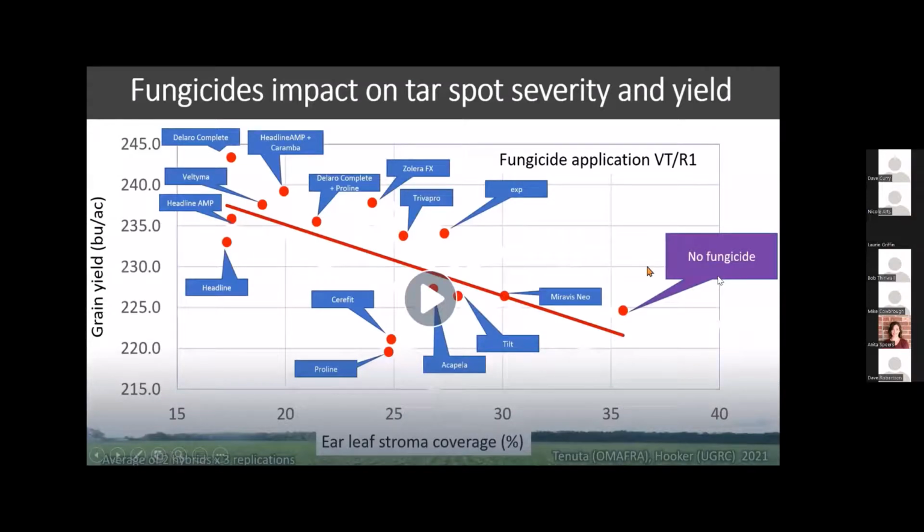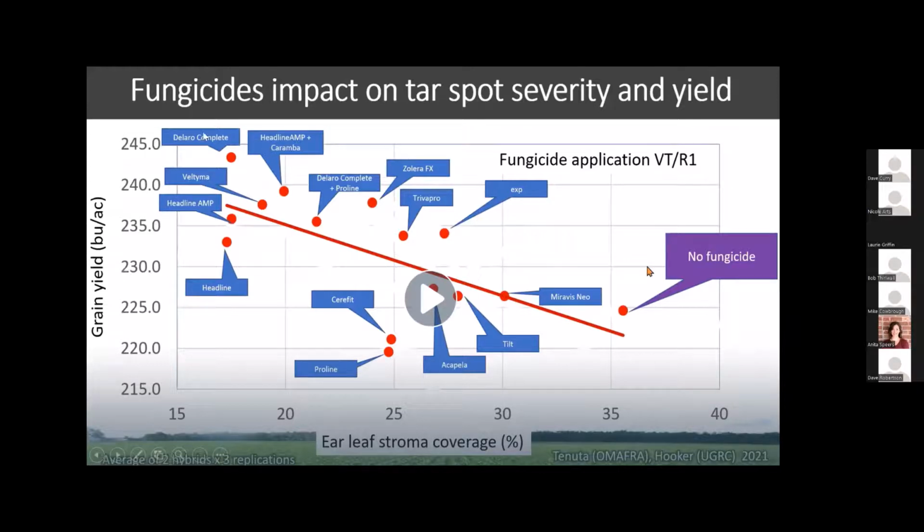And this is another chart from the Crop Protection Network. Or actually, sorry, this is Albert Tenuta's work and Dave Hooker's work from 2021. It's kind of busy, but I think there were 14 different fungicide combinations that Dave and Albert analyzed in 2021. The grain yield is on the up axis here, and then across the bottom is the ear leaf stroma coverage, or how much tar spot was actually in there.